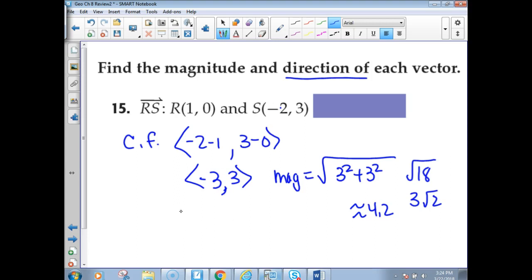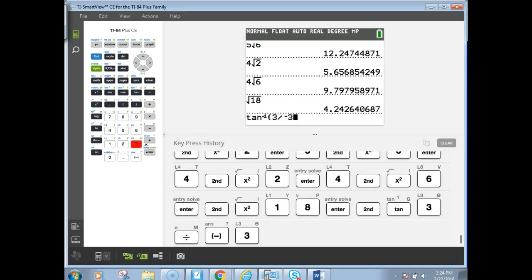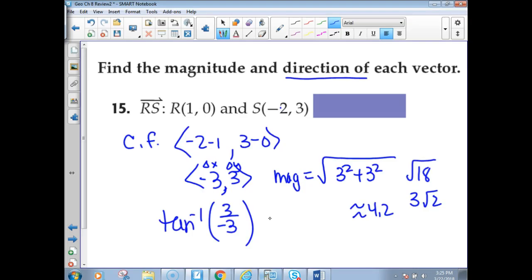Now, the direction is the inverse tangent of the change in y over the change in x. Your change in y is the second part of that component form. The change in x is the first. So you can do 3 over negative 3, but that'll give you a negative angle on the calc, and you want to make sure you write down the positive angle. I don't really want to get into why that gives you a negative angle, but it is 45 degrees. That would be your direction. I didn't plot it, so I'm not going into south of east or north, south of west, etc.